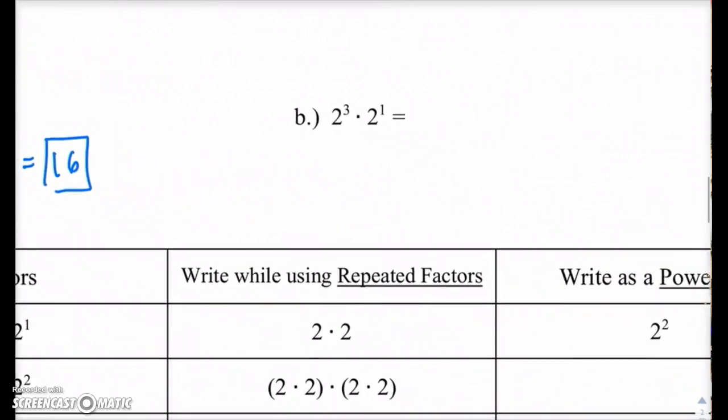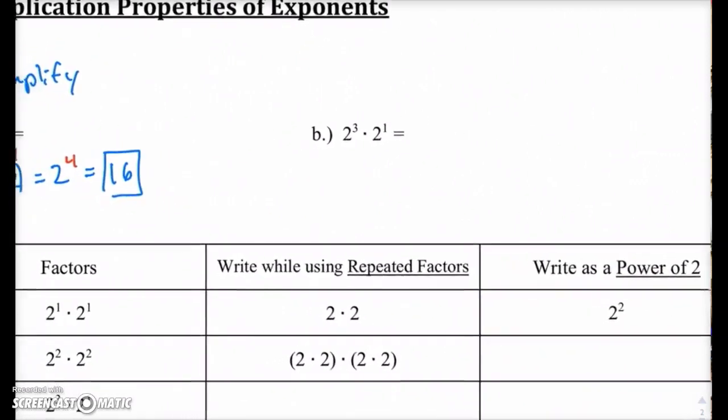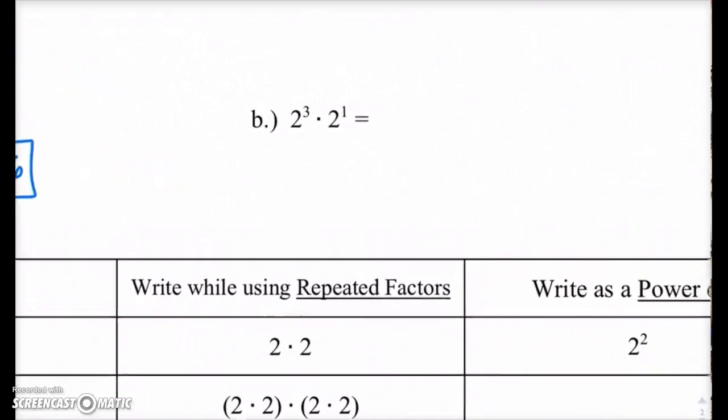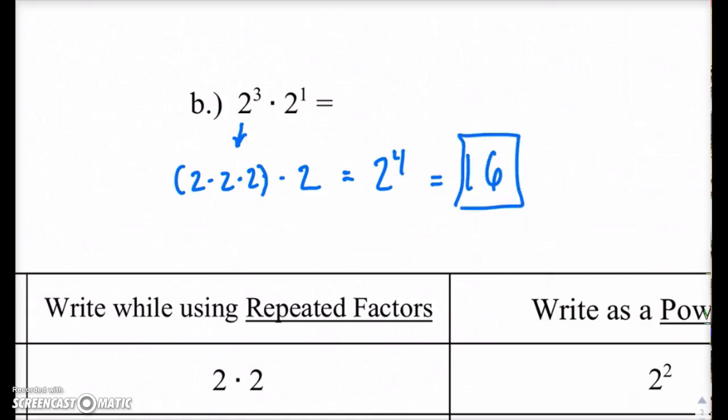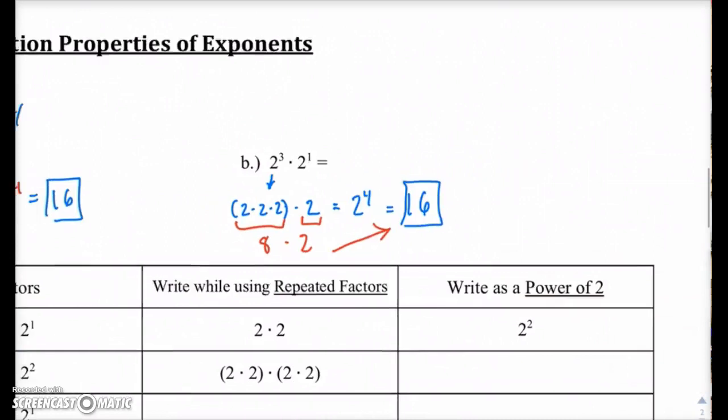So right now, try B on your own real quick. Alright, to check your answers, we got 2 to the power of 3, which can be written as 2 times 2 times 2, times 2 to the power of 1, which is just 2. So in the end, this is 2 to the power of 4, which is also 16. And of course, if you want to break it down, this is 8, and then 8 times 2, which is also 16. Not too bad.